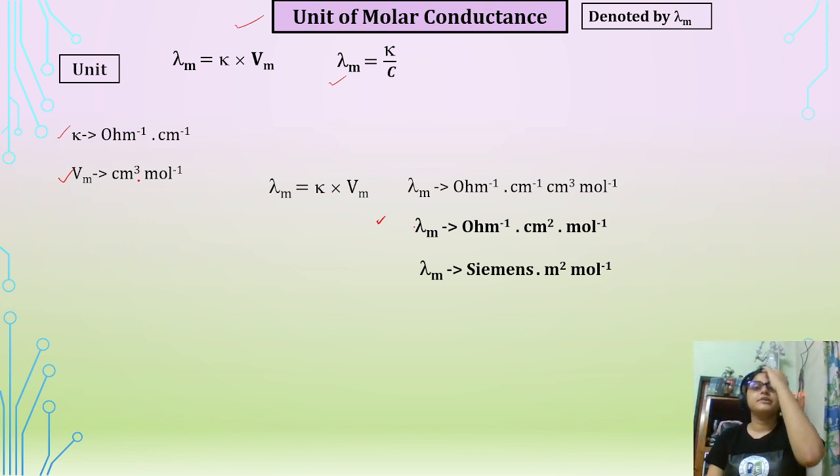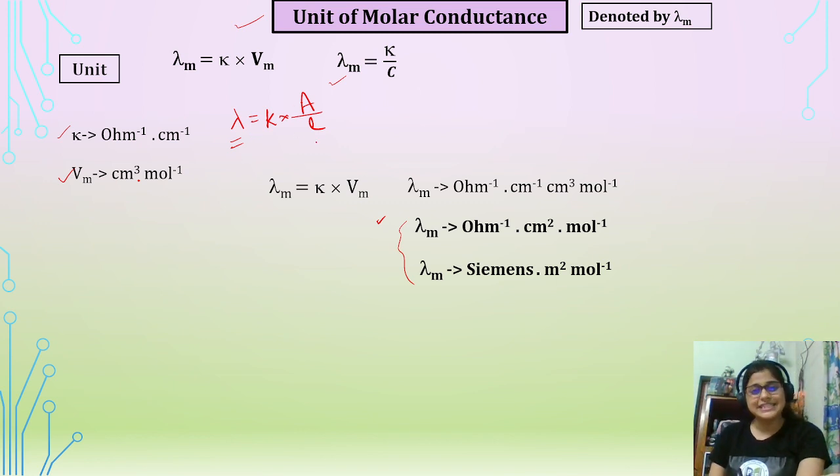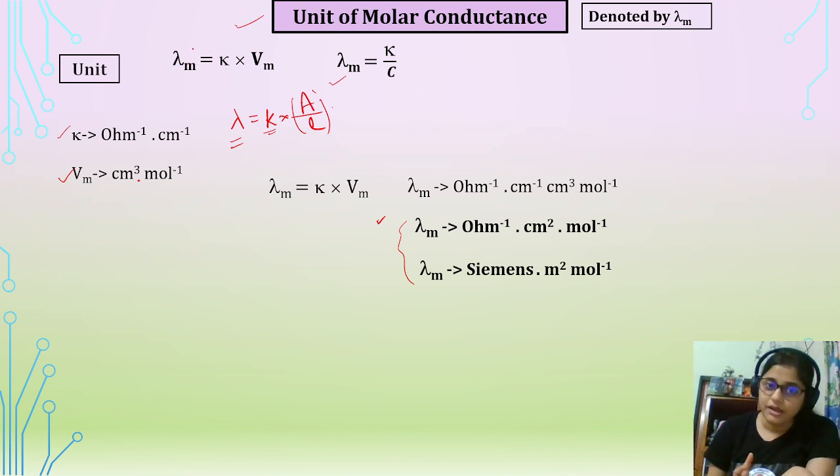If you can remember these units, that will be very helpful. But if you are confused in the exam hall about the unit, just remember these two formulas, and you know molar volume, and if you know kappa. If you also forget kappa, we know that lambda is equal to kappa into A by L. This is simple, right? Kappa is ohm inverse, and A by L is easy, this unit is siemens. So you can easily get the kappa unit, put it here, and get the unit of lambda.